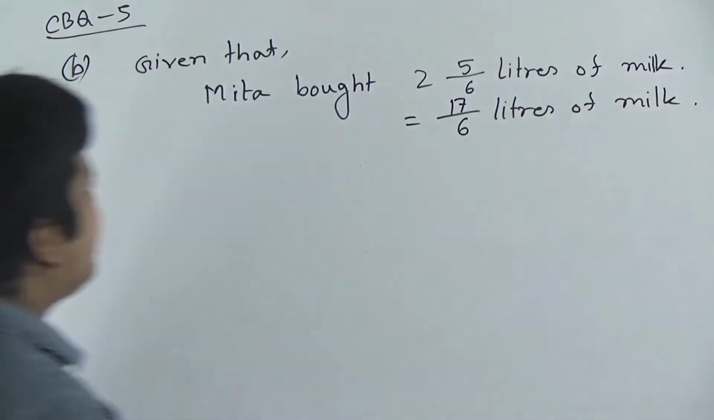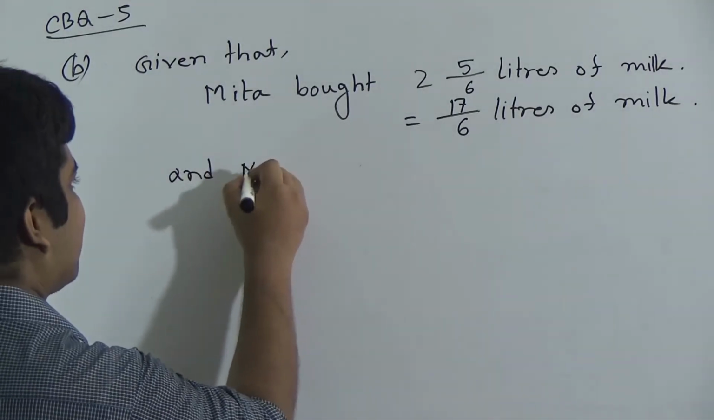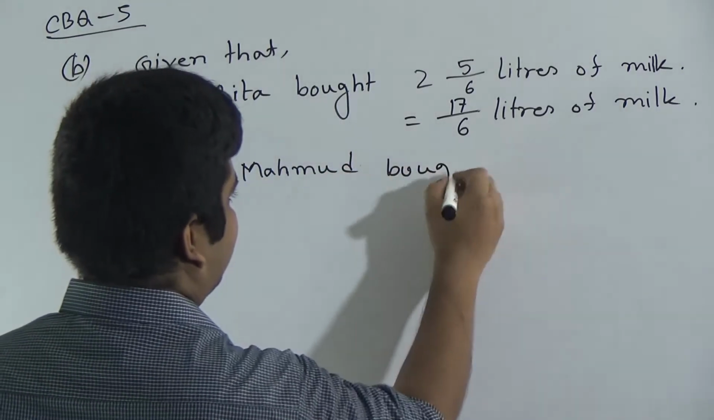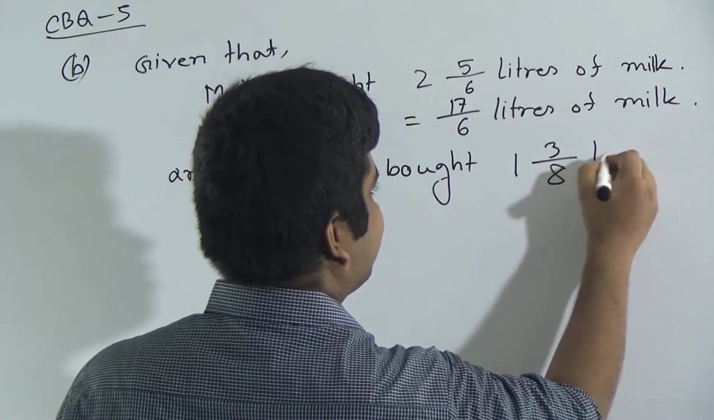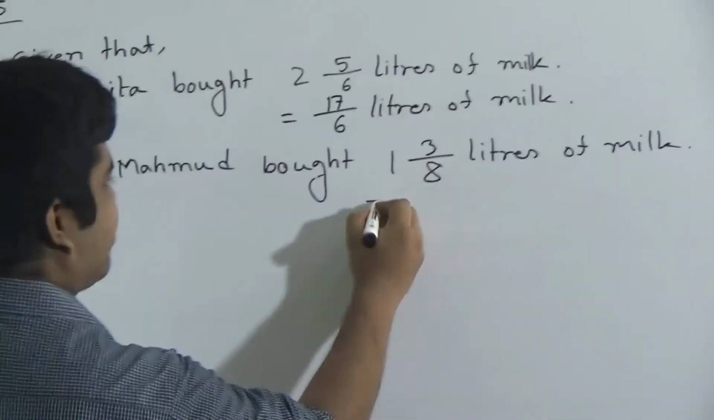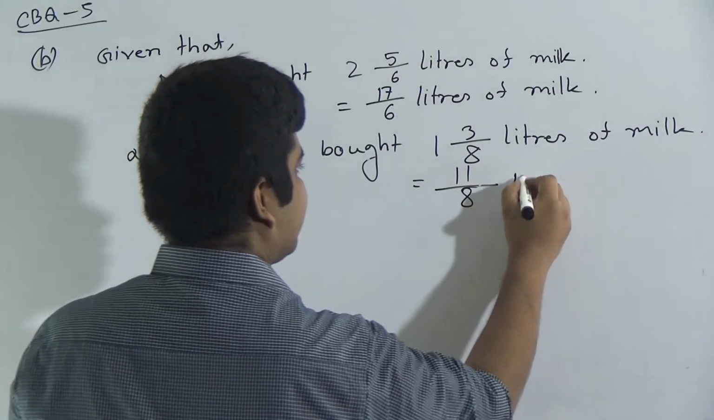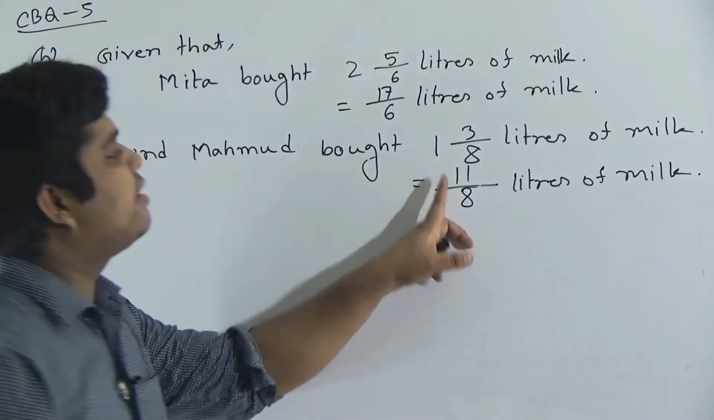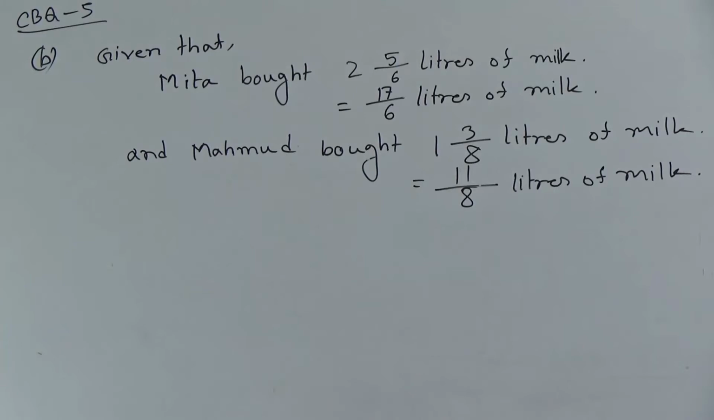Okay. So Mita's amount is done. Next we shall write Mahmud's amount. Mahmud bought 3/8 liters of milk. So we convert: 8 times 8, and 8 plus 3 is 11, so 11 by 8 liters of milk. Now we subtract this 11 by 8 from 17 by 6 and we get Mita's extra amount.